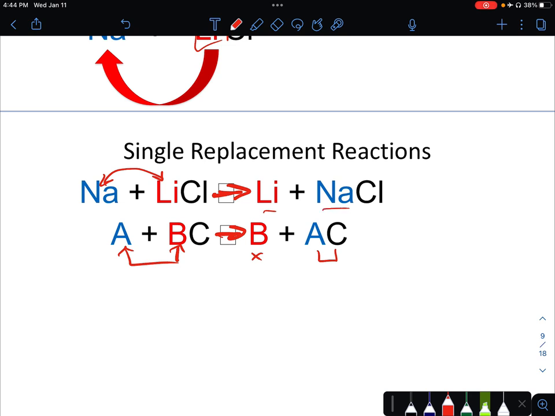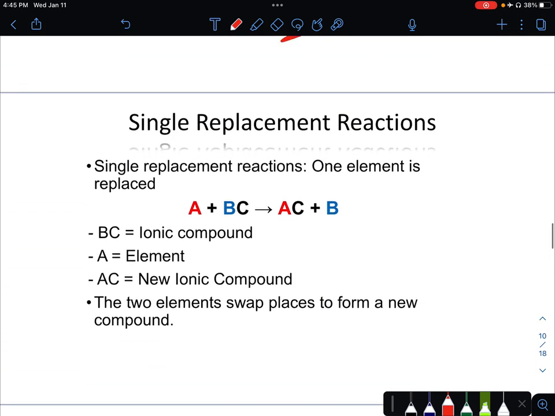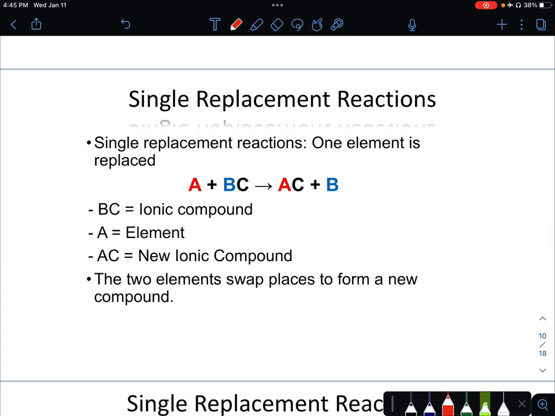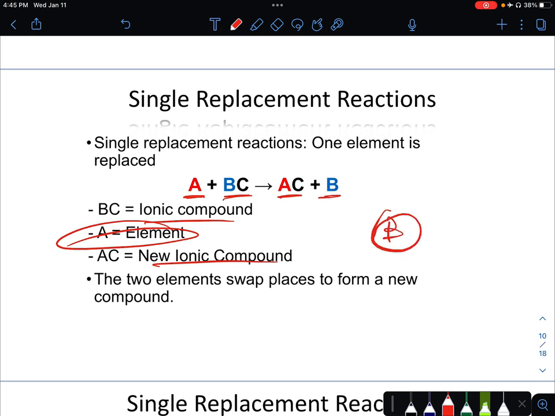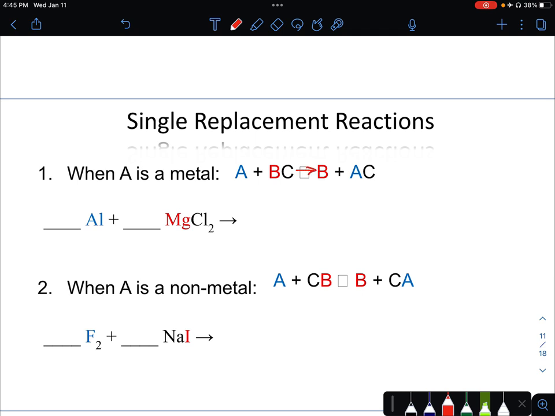If you'll notice now, there's a plus, an arrow, and a plus. And these back here are not CO2. Oops, sorry, that was bad. CO2 plus H2O, right? All right, so single replacement reaction, A plus BC, AC plus B. BC is ionic, that's a new one. A is an element, all right? And then also B over here, B is an element as well, all right?